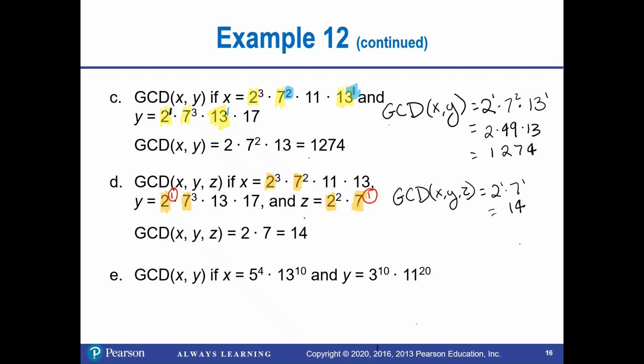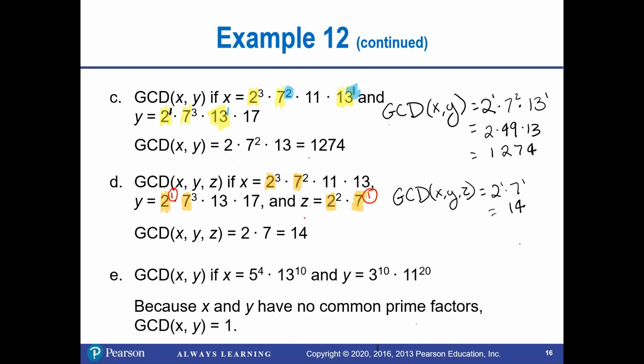And lastly, the greatest common divisor of x and y, if x is 5 to the 4th power times 13 to the 10th power, and y is 3 to the 10th power times 11 to the 20th power. We would look for shared prime factors of x and y, but x's only prime factors are 5 and 13, and y's prime factors are 3 and 11, so they don't share any common prime factors. So their greatest common divisor is 1, and we would say that x and y are relatively prime.